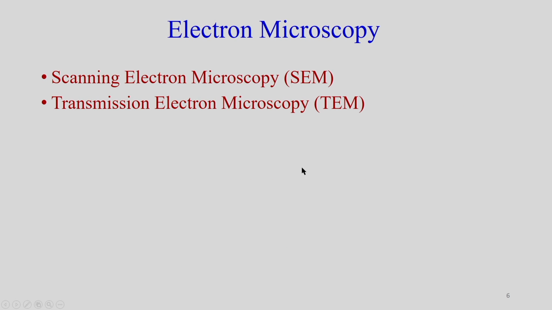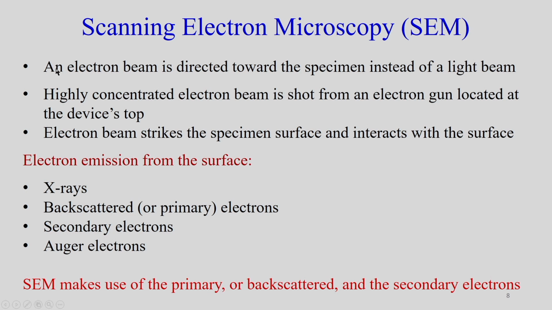Now, next after optical, this is the electron microscopy. In electron microscopy, these are the two common types. One is the scanning electron microscopy, SEM, and second is the transmission electron microscopy, TEM. In case of SEM, we are using the electron beam as the energy source, as in case of optical microscopy we use visible light, but here we are using the electron beam. Now, this electron beam is directed toward the surface, and this highly concentrated electron beam is generated from the electron gun, and this beam strikes the surface and interacts with the surface.